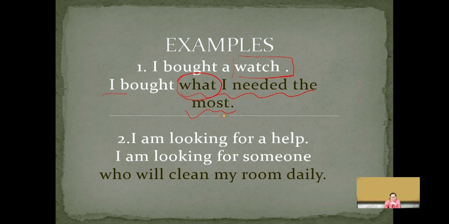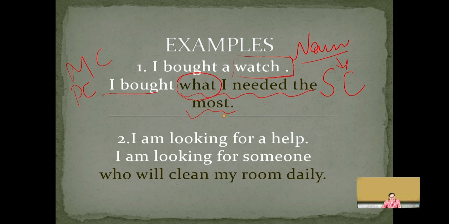I bought is the main clause. So this is the main clause or the principal clause. I use PC or MC for that. And this is the subordinate clause, SC. What I needed the most is the subordinate clause. Now when you have a look at this, you get that this clause, this group of words, is performing a nominal function, and hence it is a noun clause.